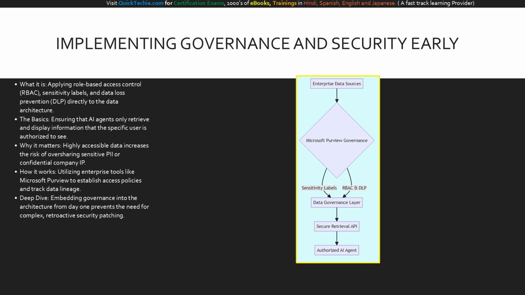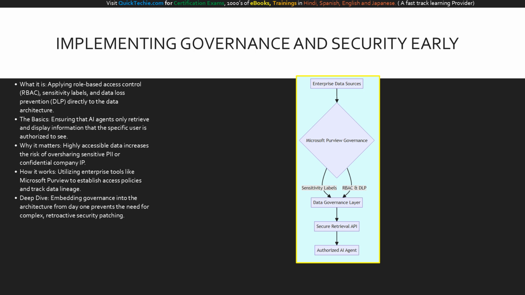Take a look at this streamlined governance flow diagram. The critical process begins on the top left with our raw enterprise data sources. Before this data can ever be indexed or retrieved by an AI, it must pass through the central gateway, the Microsoft Purview governance block. Inside this governance layer, we see strict sub-processes enforcing sensitivity labels and RBAC and DLP policies. Only data that has been properly classified, masked, and governed is allowed to flow down into the secure retrieval API.